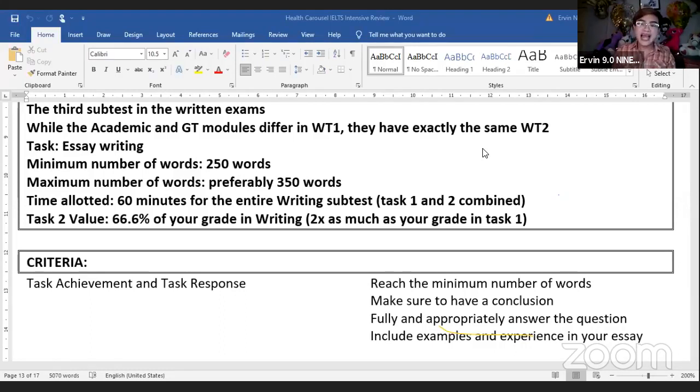Okay? Now, let us move on to number four. And what is the fourth question that you need to ask yourself in the actual examination? Please write this down. Were you able to provide examples as part of your essay? Kindly write that down.